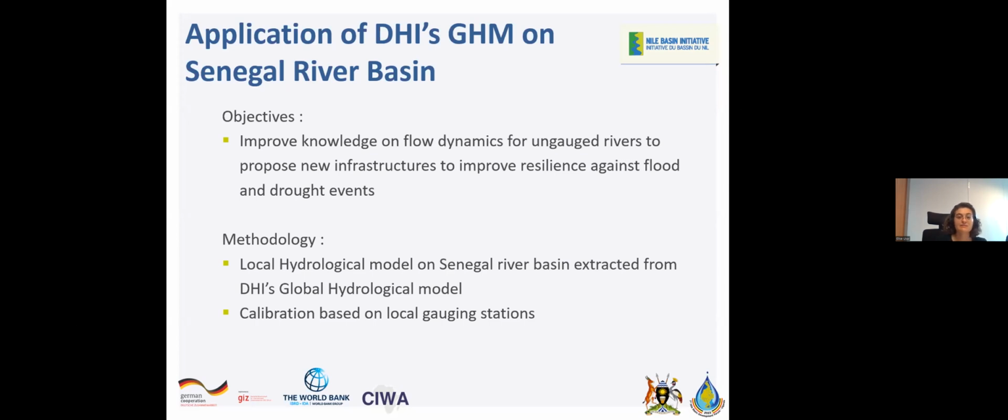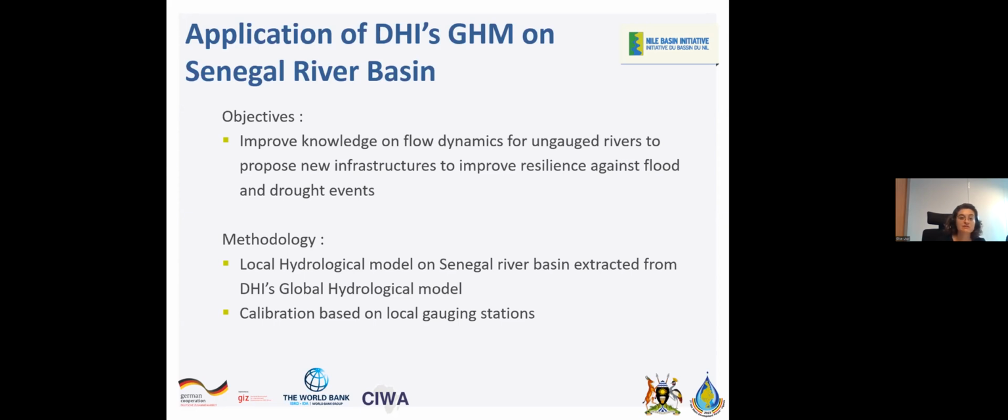In this basin, apart from the three main tributaries of the Senegal River, all other ungauged catchments are not very well known. And we use this tool to improve the knowledge on flow dynamics and volume for all ungauged catchments. The results from the model were used to propose some new infrastructure to improve the resilience against flood and drought events.